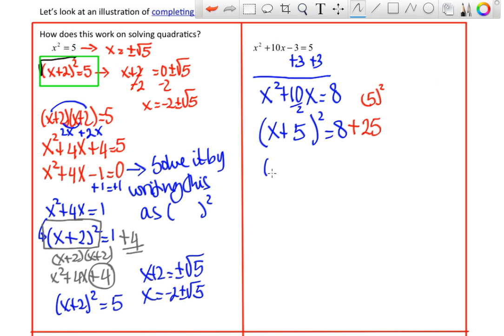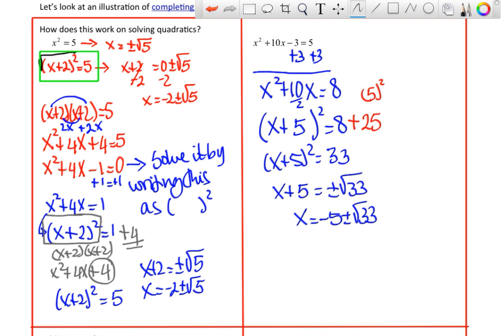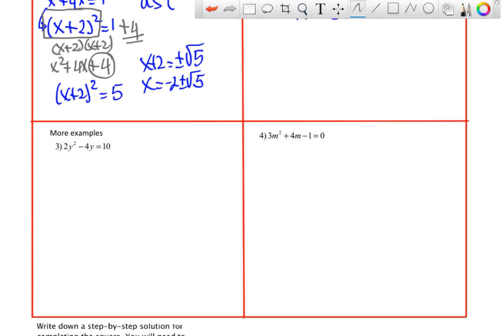Okay, so I do x plus 5 squared equals 8 plus 25, which is 33. And then I take the square root on both sides, plus or minus the square root of 33. Subtract 5, imagine that 0 there, so it becomes negative 5 plus or minus the square root of 33. So, solve the quadratic. Here's another example.